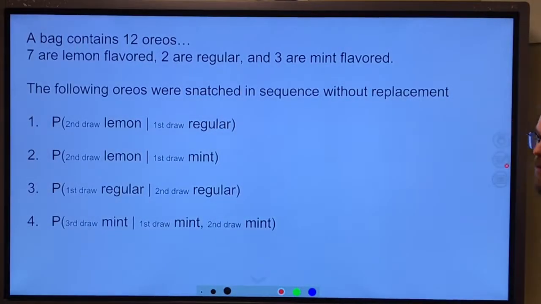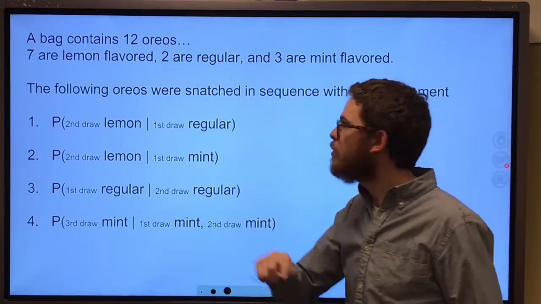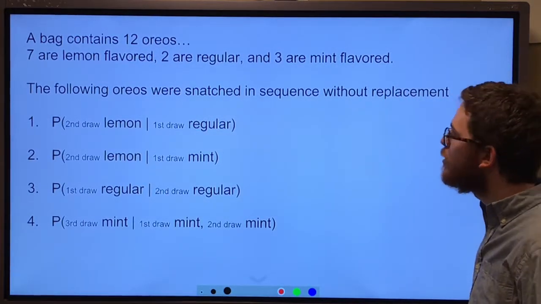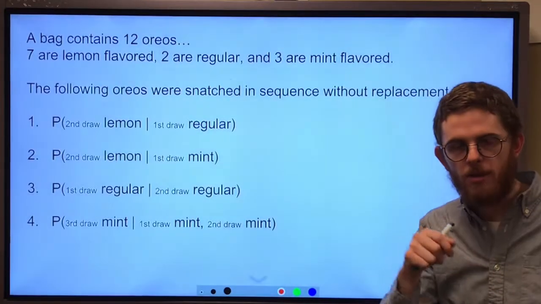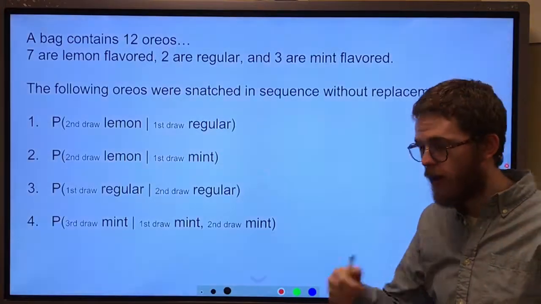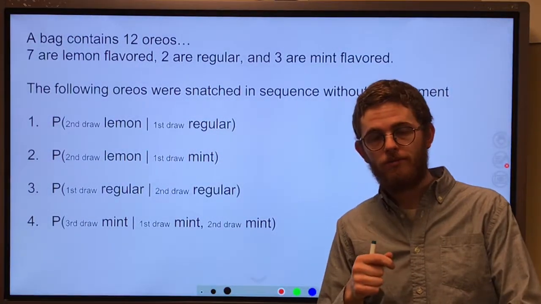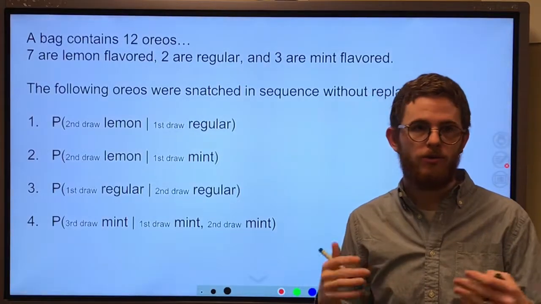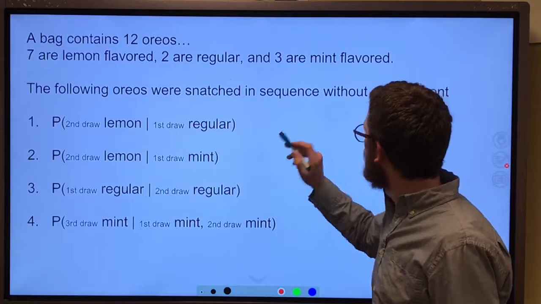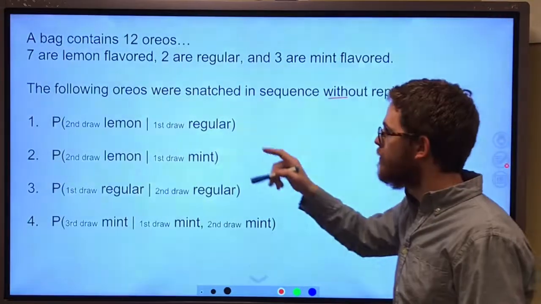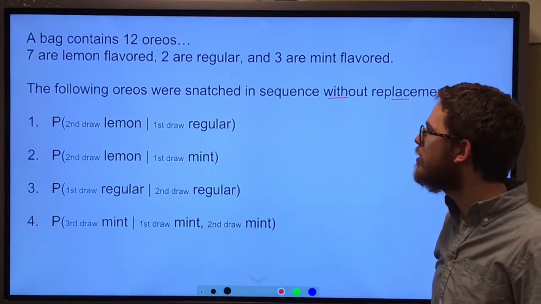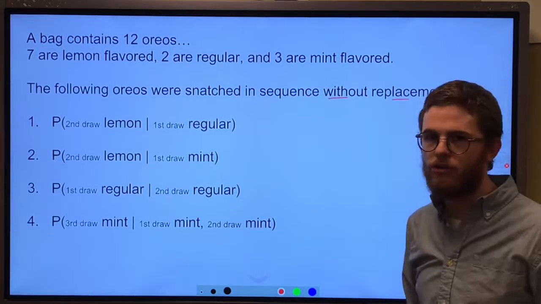So let's take a look at some problems here. The situation: we have 12 Oreos in a bag, 7 are lemon, 2 are regular, 3 are mint flavored, and we're talking about grabbing these Oreos out of the bag. If we're grabbing 2, then we're grabbing 1 out and we're eating it, then we're grabbing the second one. So we're not putting them back in the bag, so it says without replacement. Great. So here, first one, probability of the second draw being lemon, given that the first draw is a regular.